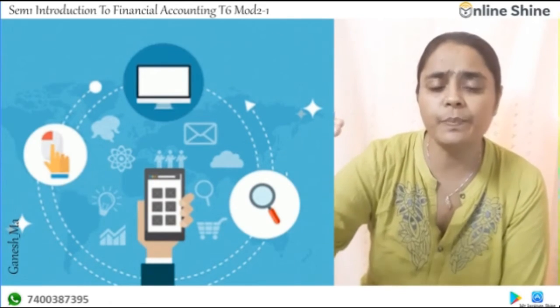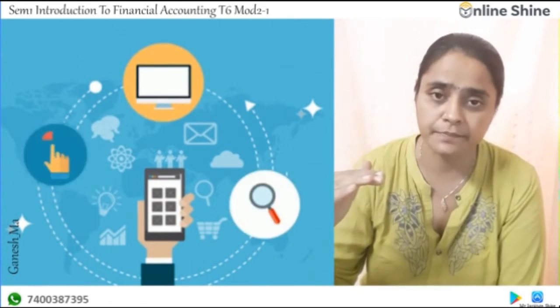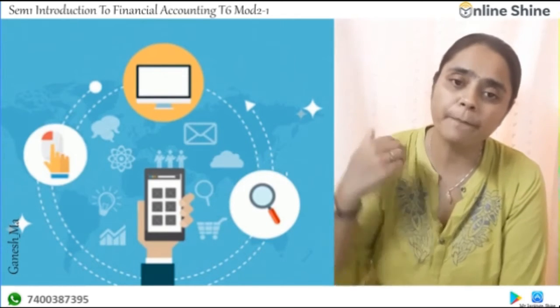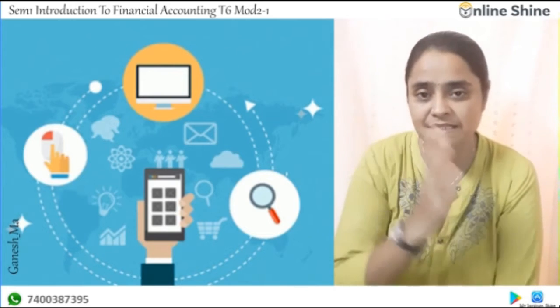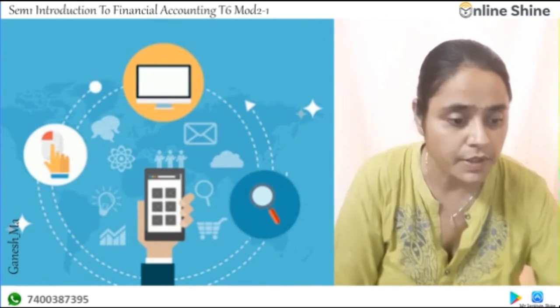The more quantity you purchase, the more trade discount you will get. And on cash discount, if you pay immediately in cash, you will receive the cash discount. So both are different. One is the cash discount and one is the trade discount.